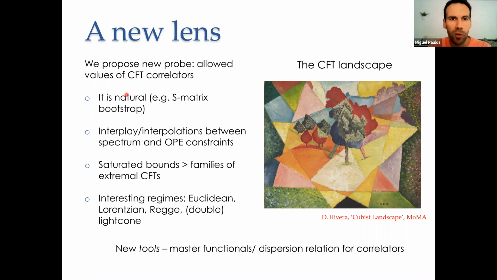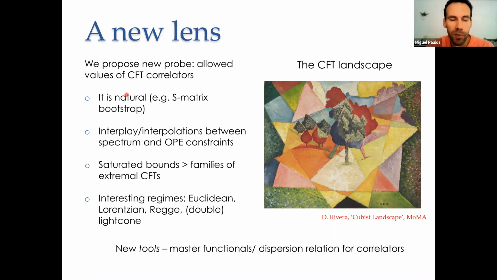So I propose a new probe. This probe is the allowed values of CFT correlators. I think this is a pretty natural thing to consider. In the S matrix bootstrap, it has been considered. People talk about bounds on the value of the S matrix at, say, the crossing symmetric point, because this has the interpretation of some effective coupling. And surprisingly, it had not been considered so far.